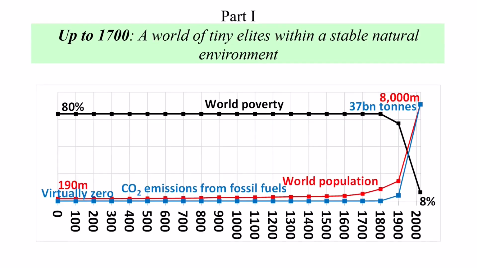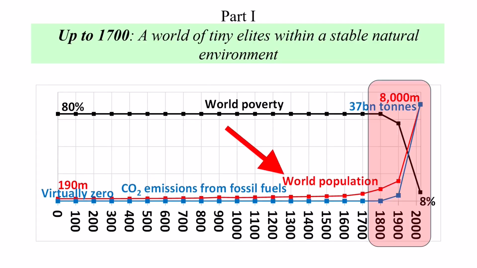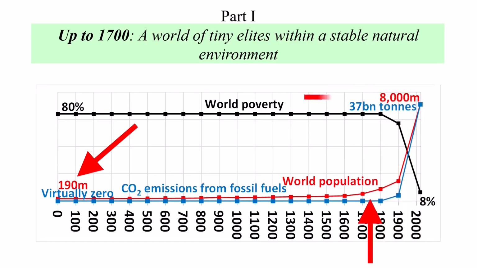Moving to the third and final trend, the red curve shows how the human population increased dramatically in the last 200 or so years. 2,000 years ago, there were only around 190 million people in the entire world. That's a bit less than the population of Brazil today. That number did not change much until here. Today, the world's population is over 8,000 million, or 8 billion.